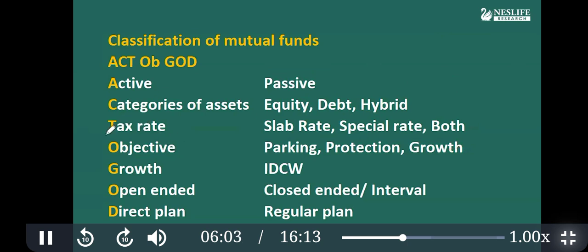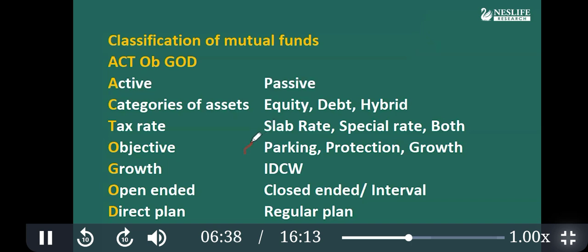Third way of classification is based on the tax rate. Now, this classification is not mentioned anywhere in the books or YouTube. I classified mutual funds based on the slab rate, special rate, and mix. So when we make a special video on taxation, that time you will understand the classification. There is one segment of mutual funds taxed like equity. Some are taxed like a debt fund. Some are mixed. But this is another classification.